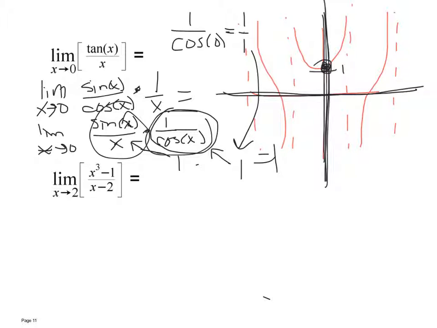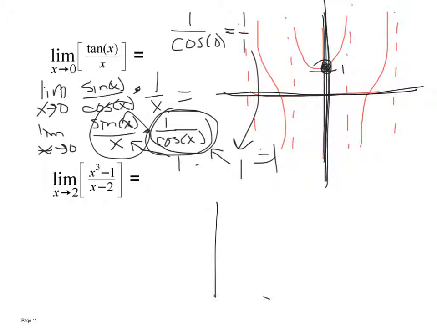Now, how about this bottom one? Also, it's going to 0 if I put in x equals 2. I can't just substitute it in and get a value. So the bottom is going to 0. I can't divide by 0. I can't get a value.